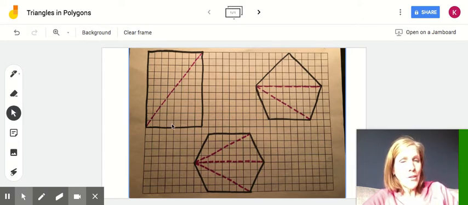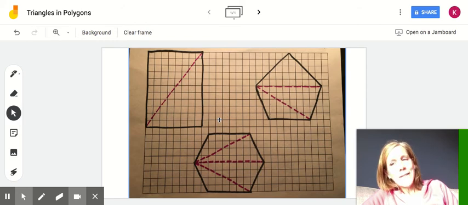There is. Look, I started off with 4 sides, came up with 2 triangles. Start off with 5 sides, I got 3 triangles. 6 sides, 4 triangles. So what's the relationship? However many sides I have, subtract 2, and I have the number of triangles that I can make inside.